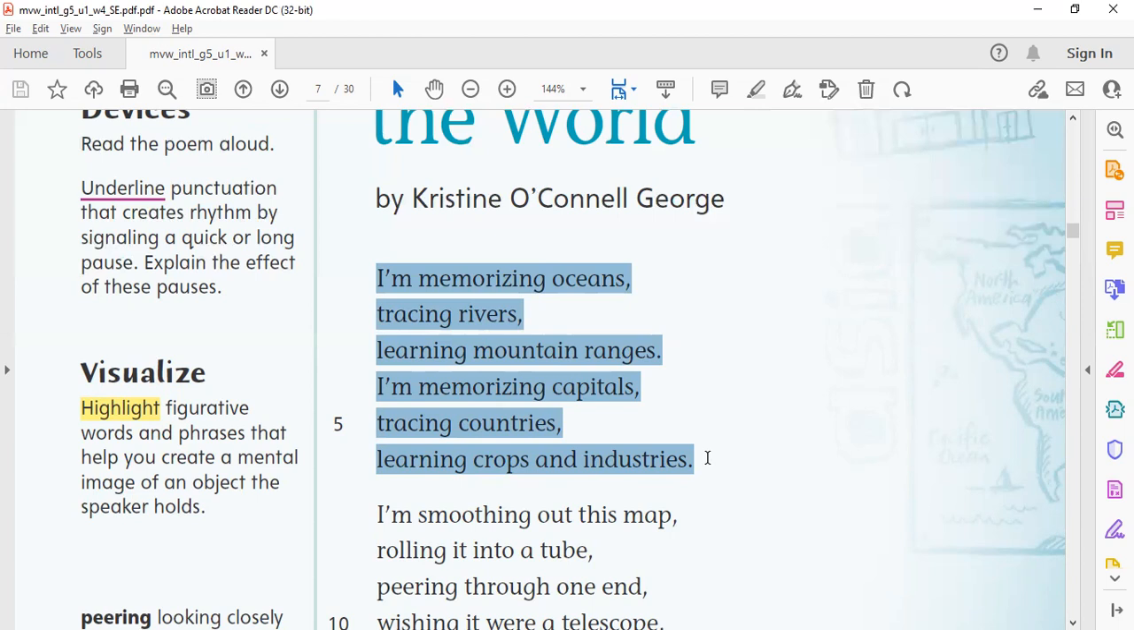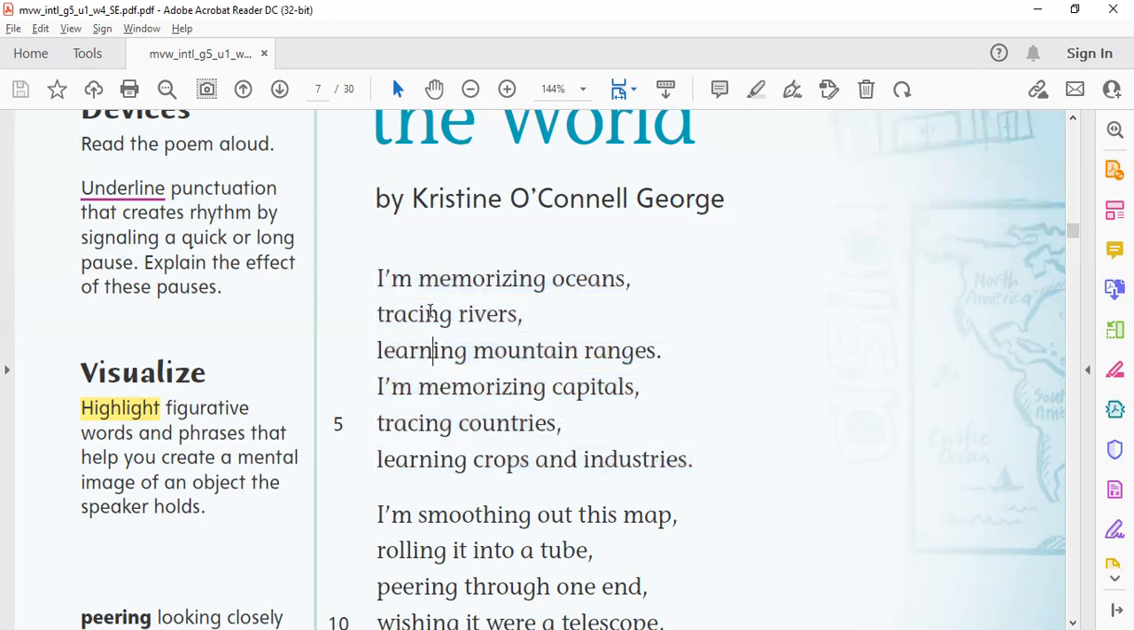In this stanza, there are repeated words. Yes, very good. What are the repeated words? Yes, great. What else? Repeated words. Yes, very good. So we have 3 repeated words. The first one is memorizing, the second one is tracing, and the third one is learning.